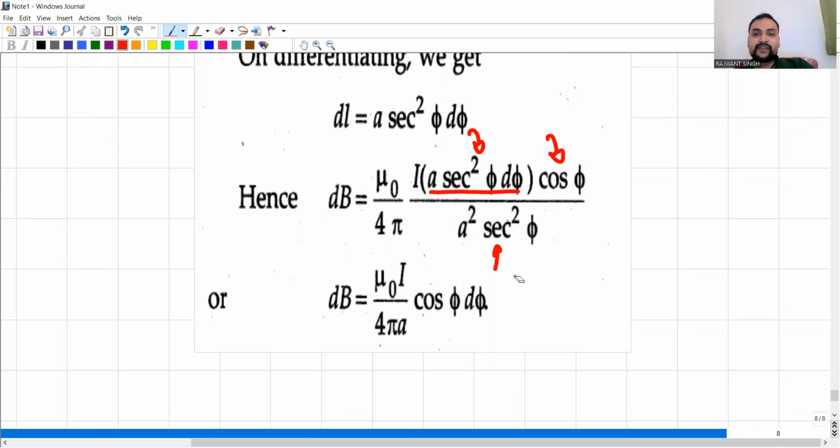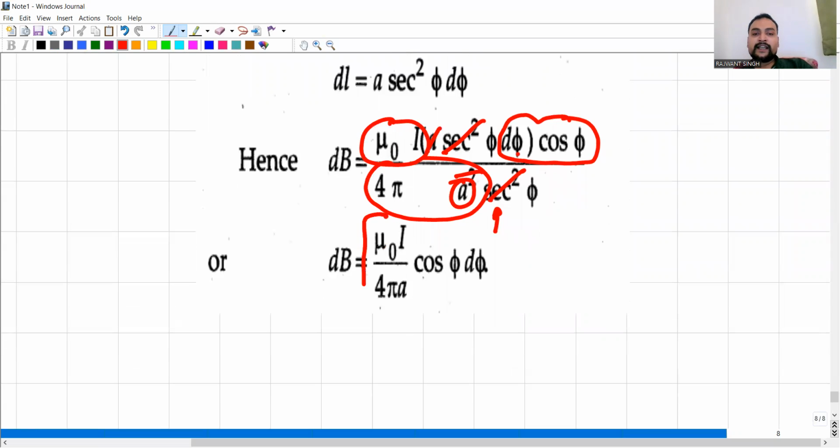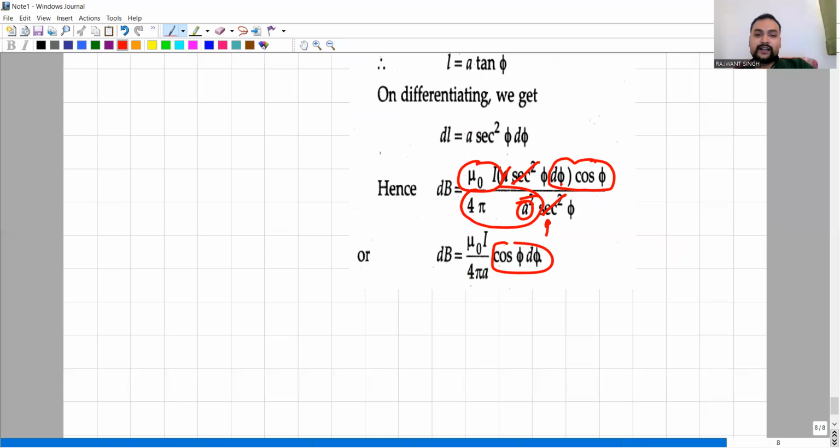Now in this expression you can see that sec square phi will go off, and one a value will go off, and the square term will also go off. And what are you left with? You are only left with cos phi d phi, and in the denominator this is a. So your expression will then look like mu naught I by 4 pi a, and then cos phi d phi.